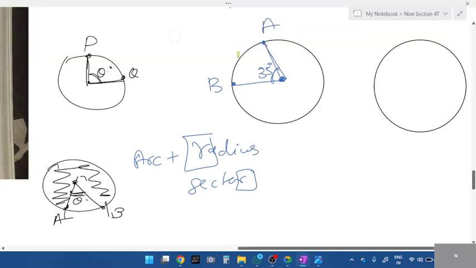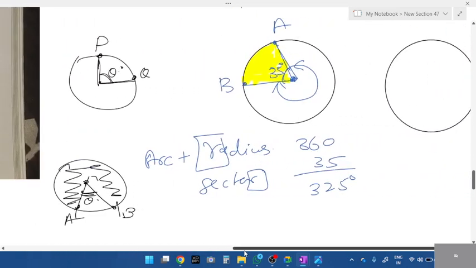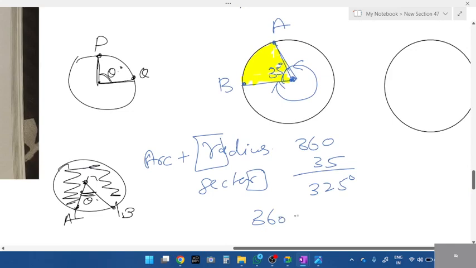which means this entire portion is 35 degrees. 35 from A to B. What about the remaining unshaded region? What about the unshaded part? 360 minus 35, it should be 325 degrees. The remaining part is 325 degrees. This is known as measurement of arc, or degree measures of arc. This is the formula, 360 minus theta.